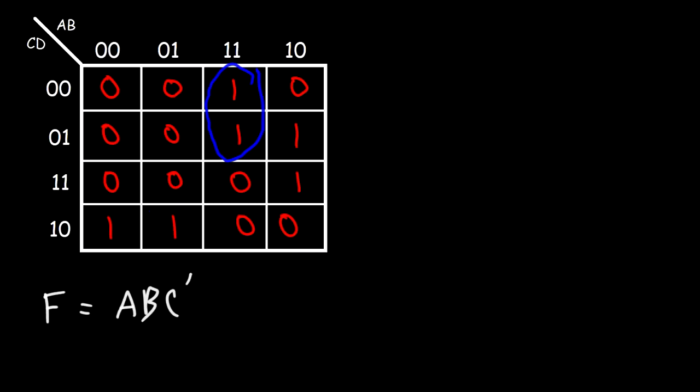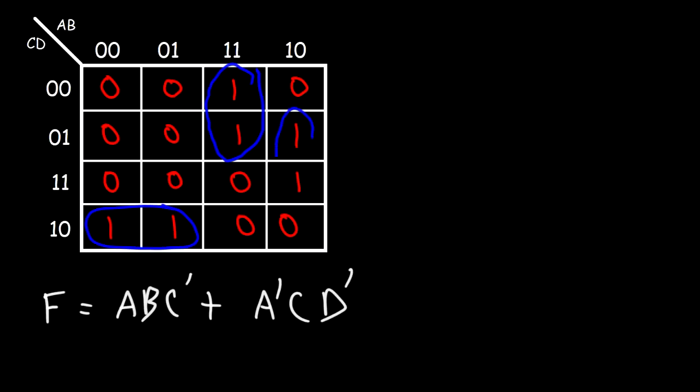Now let's select another pair of 1s. So let's go with that. Now notice that A is always 0. So we're going to have A prime. B changes, so it's going to be independent of B. Now C is always 1, and D is always 0, so we're going to write D prime.